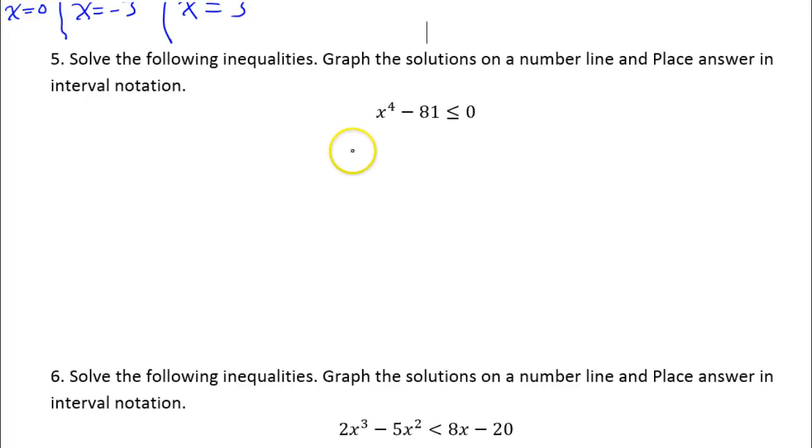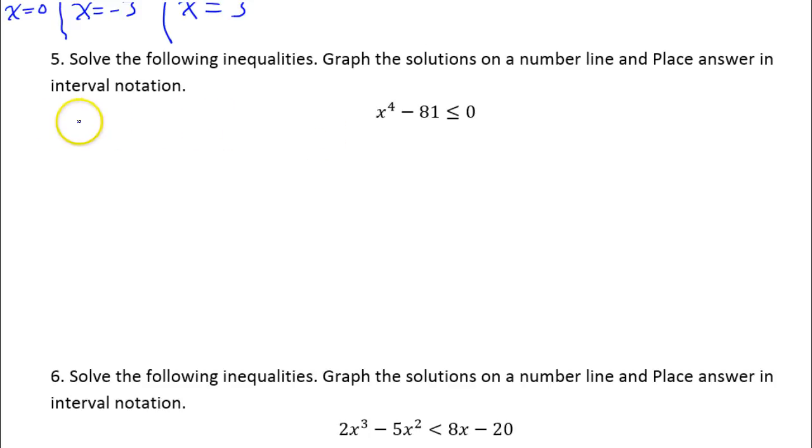In this video, we will solve polynomial inequalities. We will graph them on a number line and write our answers in interval notation. So take a look at this problem number 5 here. We need 0 on one side, but we already have that.